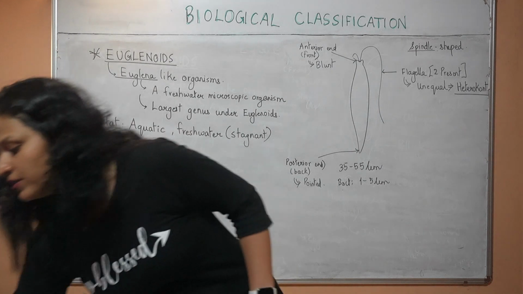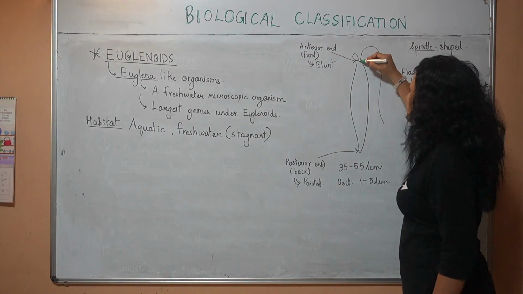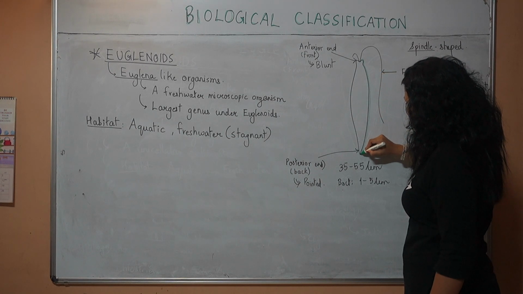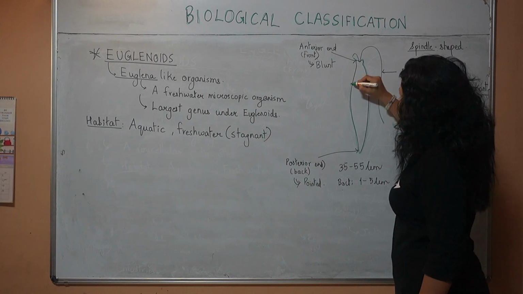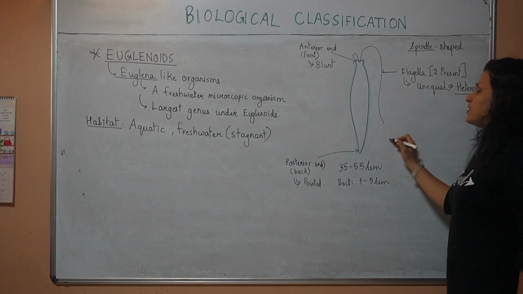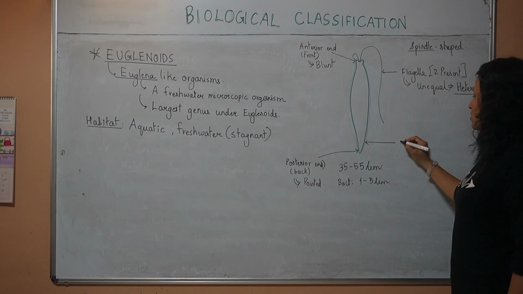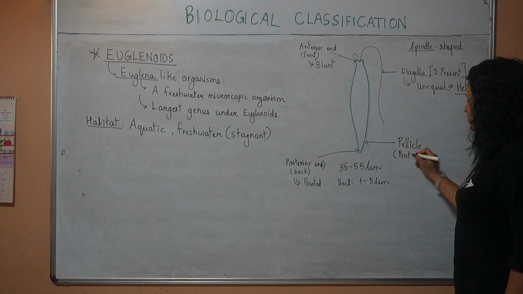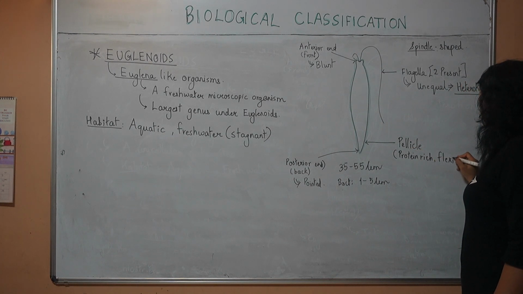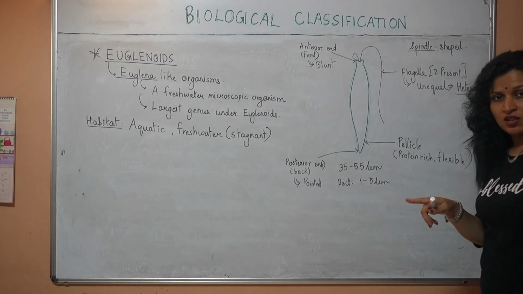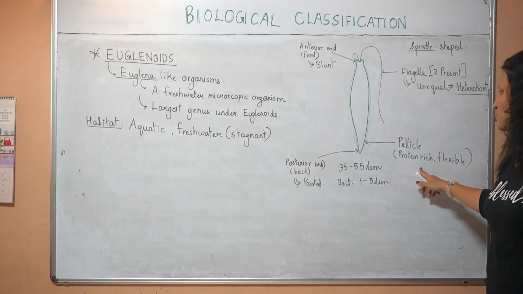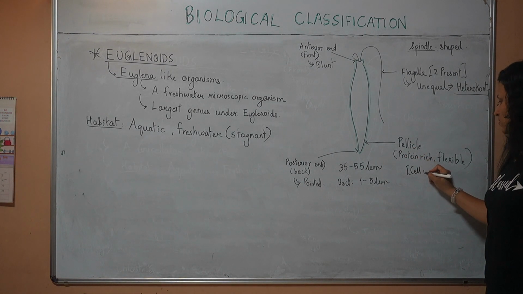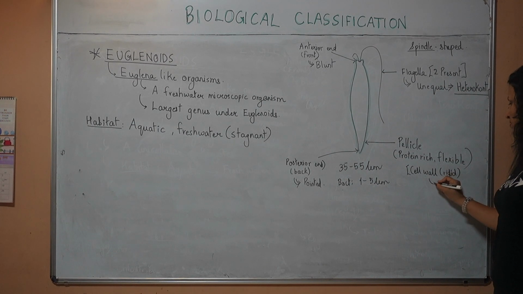Okay, next, they were classified under plant-like protists, isn't it? So do they have a cell wall on the outside? No. Diatoms and dinoflagellates had a cell wall on the outside, but what about the euglenoids? Do they also have a cell wall on the outside? Let us find out. The structure on the outside that they have is not a cell wall. They have a structure called a pellicle, which is a protein-rich, flexible structure, not rigid like the cell wall. Cell wall, which is rigid, is absent.